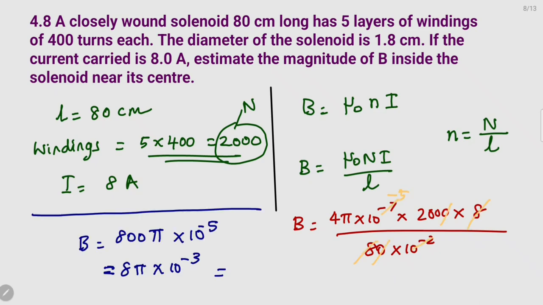See, wherever possible I have just cancelled. 8 got cancelled, 10 I can cancel, power became minus 5. So 800 pi remaining, that is 800 pi into 10 power minus 5. I can write 8 pi into 10 power minus 3. You can stop here, or you can multiply by pi also, which will come 25.12 into 10 power minus 3 Tesla. So whichever you feel like. So the final answer for the magnetic field will be 25.12 into 10 power minus 3 Tesla.